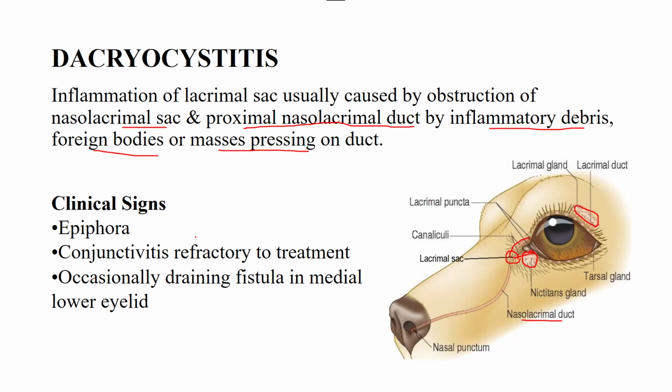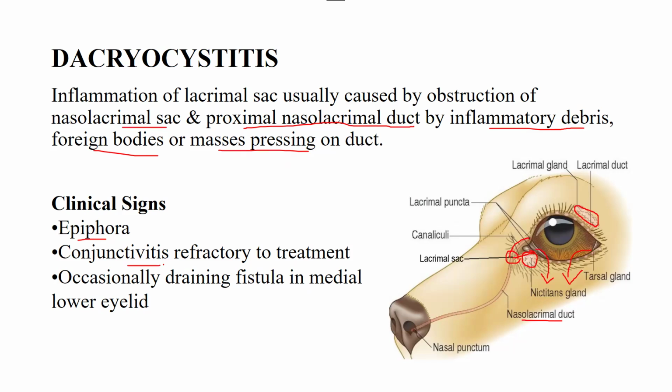What are the clinical signs that are going to be caused by this? One is epiphora, that is excessive tearing. Because normally when the tears are produced, some portion of the tears travel through this duct into the nose. But if this is clogged, whatever quantity of tear is being produced will come down from here. So there is going to be excessive tear production.